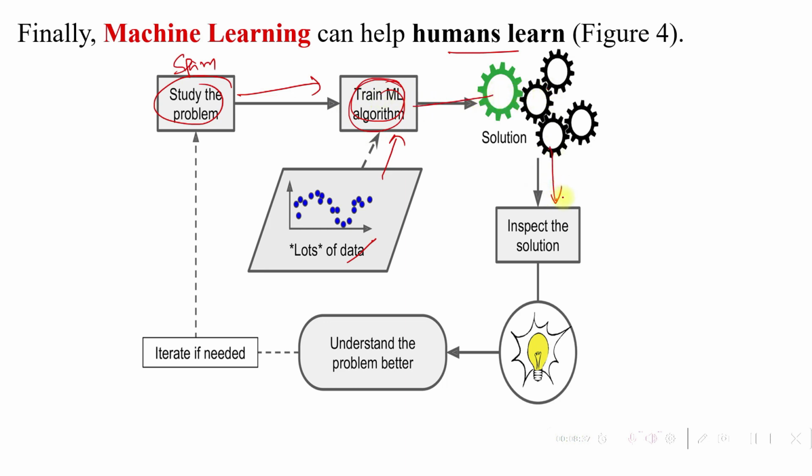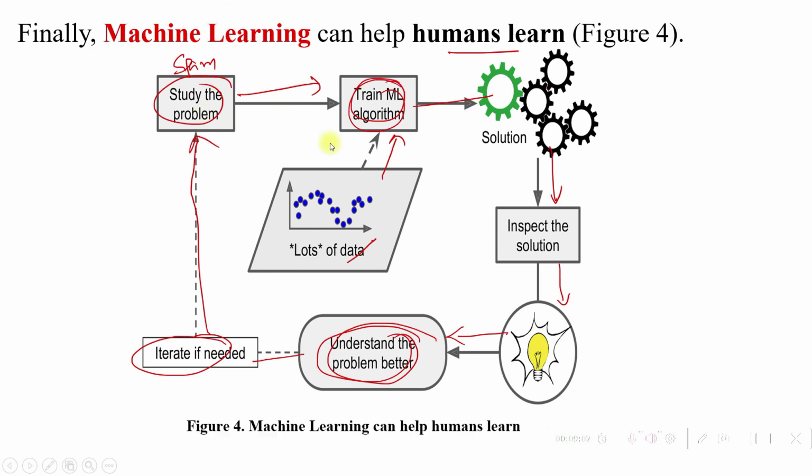Now we are going to inspect the solution to see whether it is classifying correctly or not. If it is correctly classifying, we can stop the process. Otherwise, we are going to understand the problem in a better way, and if needed, we can iterate one more life cycle until we get a better output. Otherwise, we can stop the process. This process continues until all the keywords are identified as spam or not.